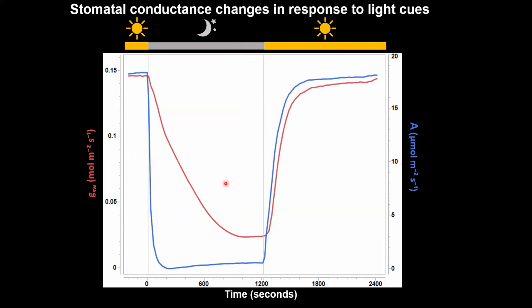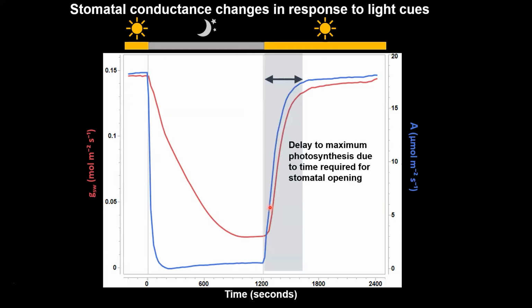If we turn the light back on, you can see photosynthesis goes up, as does the stomatal conductance, but the photosynthesis isn't going up as quickly as it dropped. And that's because it's limited by the stomatal aperture. So this delay to maximum photosynthesis is also a potential inefficiency that's limited by the rate of stomatal opening.